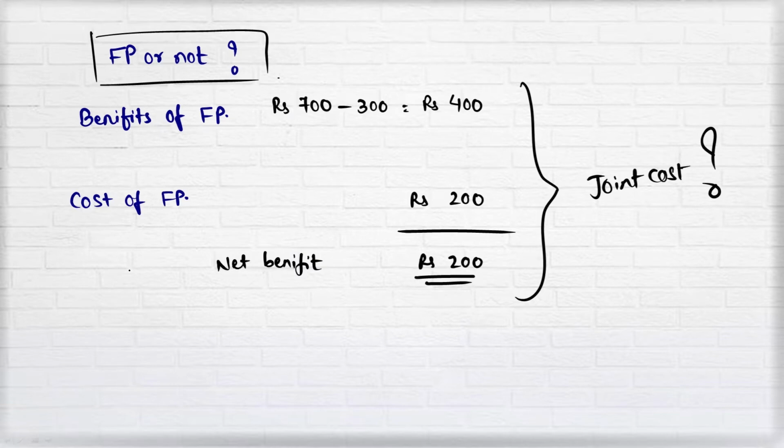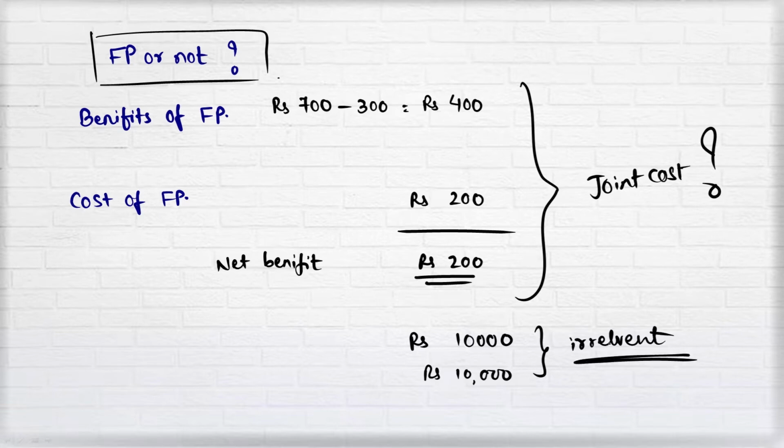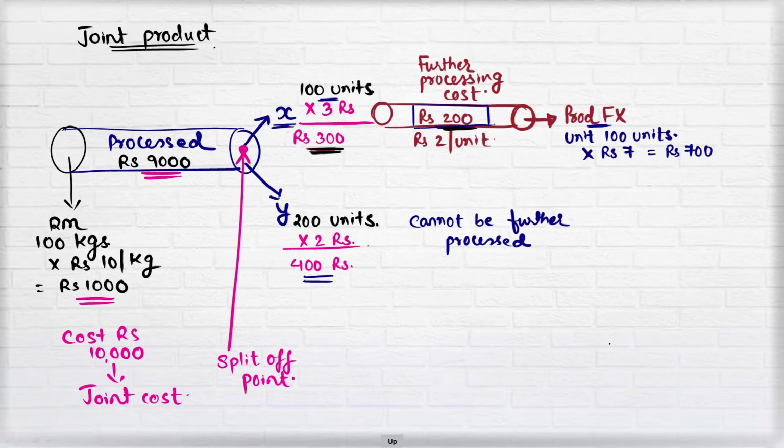How much cost you are going to incur if you further process? Joint cost. How much cost you are going to incur if you further process? 10,000. How much cost you are going to incur if you do not further process? Rupees 10,000. So this cost does not change whether you take a decision of further processing or not. A cost which does not change is termed as irrelevant. What is the meaning of irrelevant? When this creditors comes to you to take 1,000 rupees, tell him you are irrelevant. Yes or no? Then it is irrelevant for decision making.